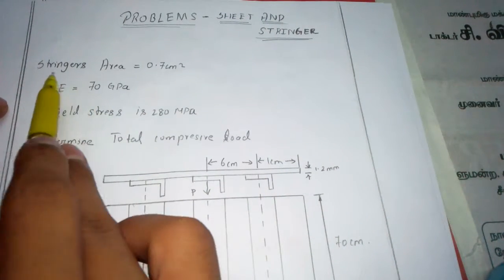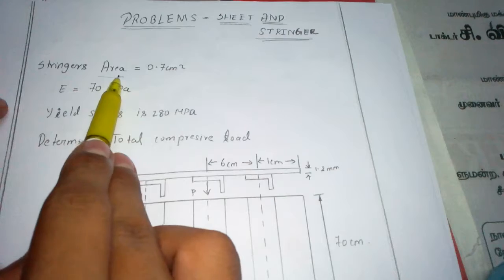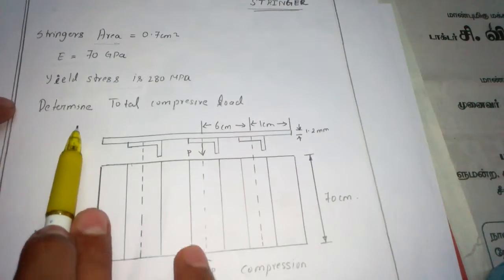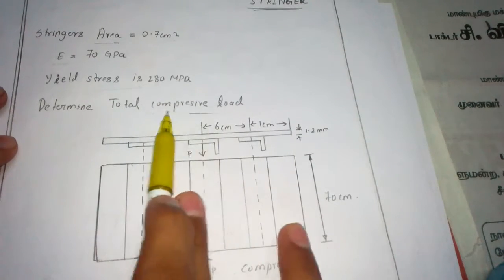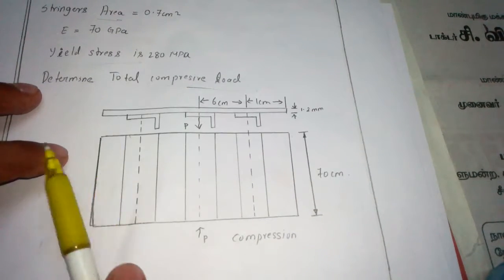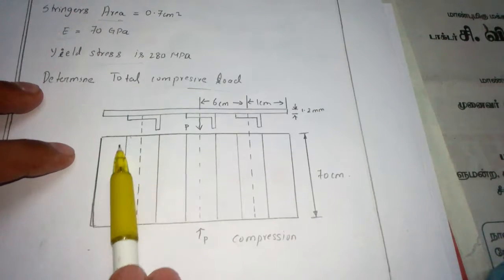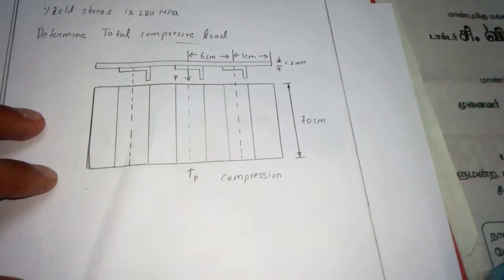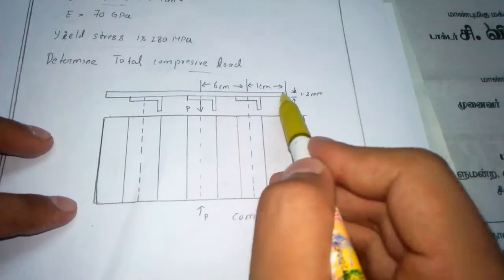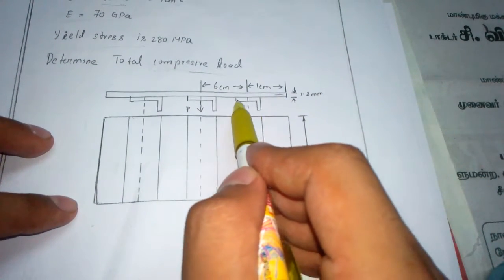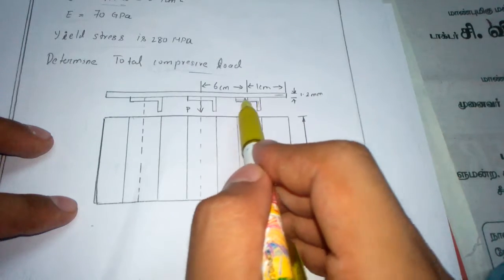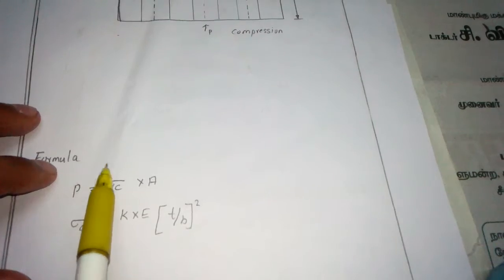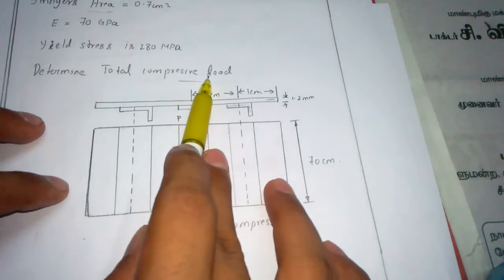In this problem, they have given the stringers' area, E (Young's modulus), and yield stress, and we must determine the total compressive load. They have given the top view and the front view of the diagram. This is the sheet, and these are called stringers. So what are the formulas to find the total compressive load?